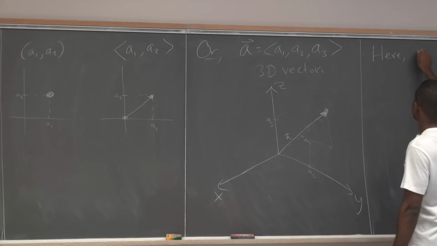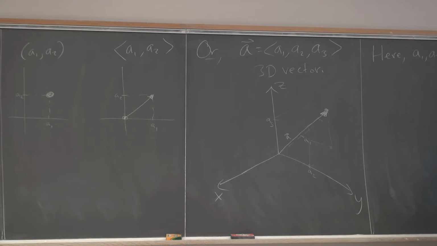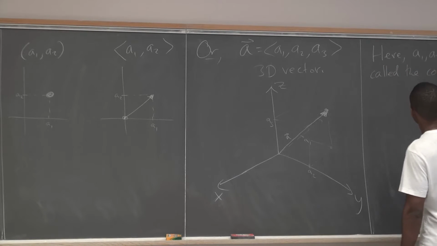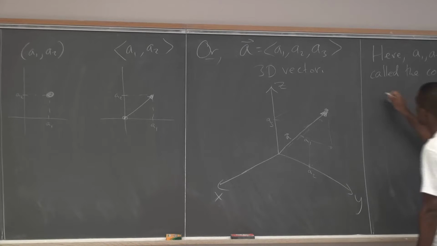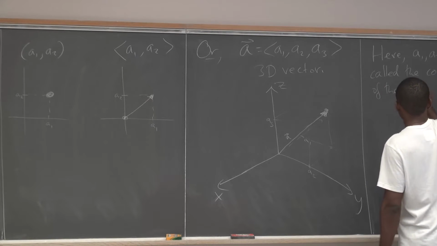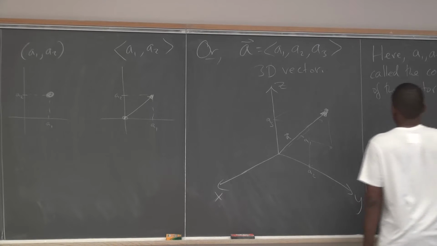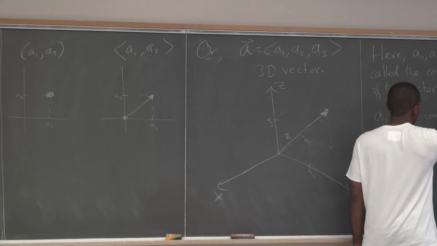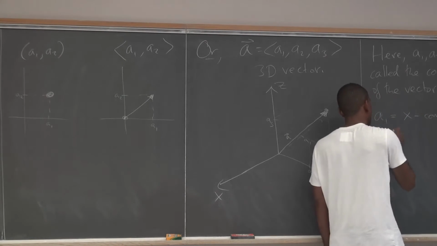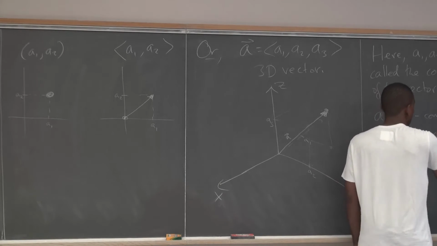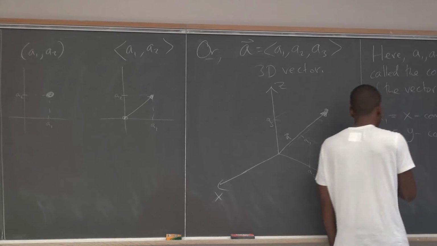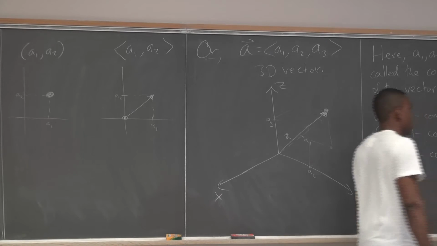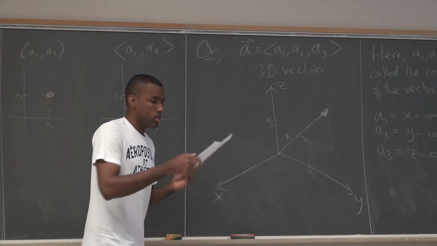Here, A1, A2, A3 are called the components of the vector A. So you can call them the X component, Y component, and Z component. So you go by the XYZ coordinate system.